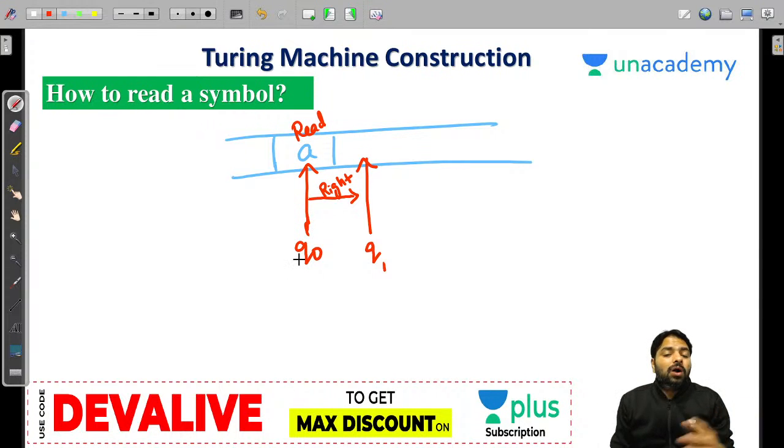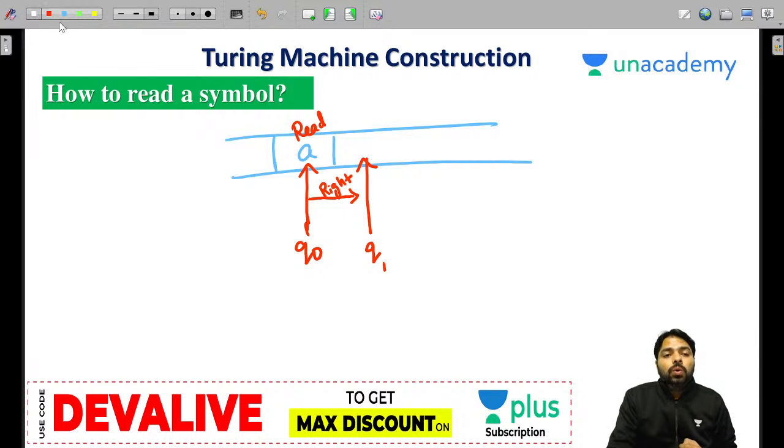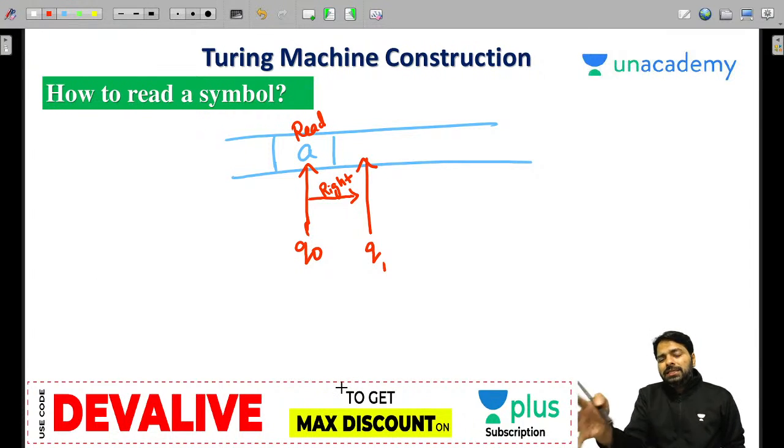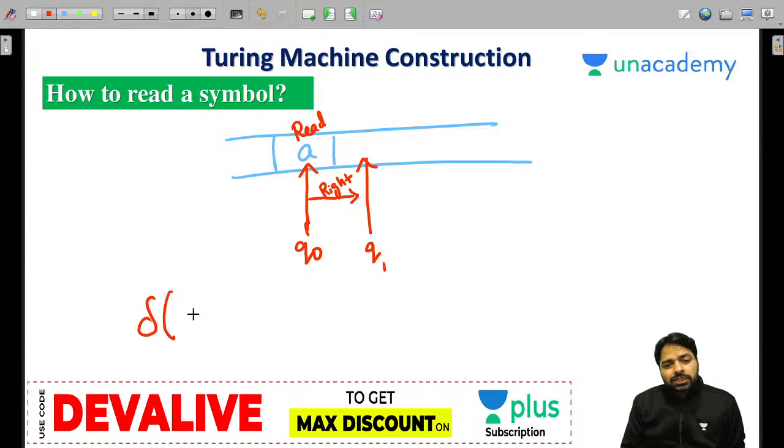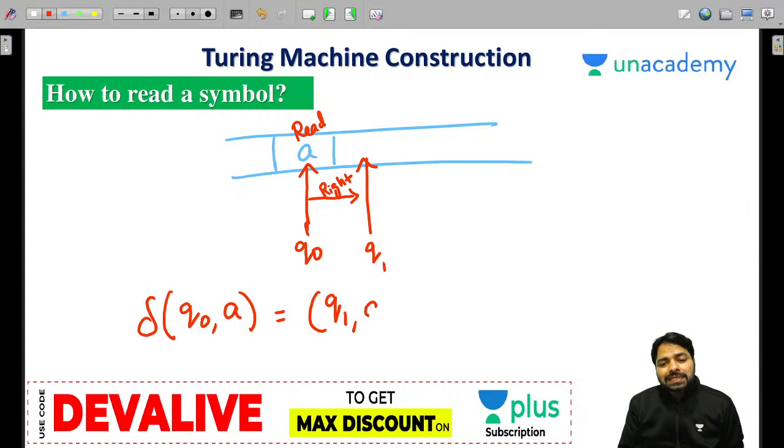So what is happening? How do we read a symbol? You can also move left. Your logic will demand which side you want to go. How do I represent this? Here, transition from Q0: by reading A, I am moving to Q1, but I am replacing it with A and I will move in the right direction. Here, this Q0 belongs to Q. This you can assume is the present state.